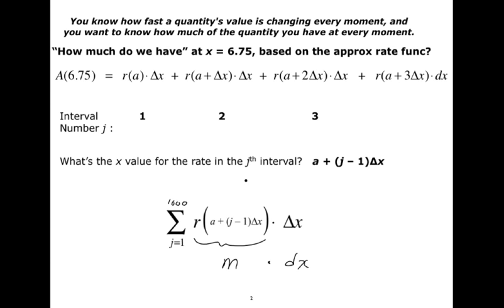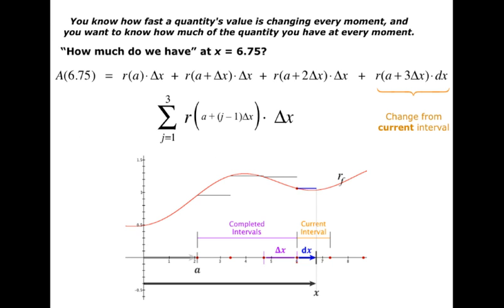See how handy that summation notation is? Instead of having 1,000 lines in our accumulation function, okay? So this now gets us what? The total change, the sum of the changes from the completed intervals.